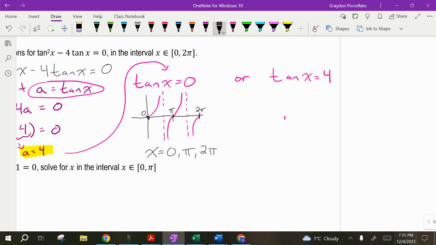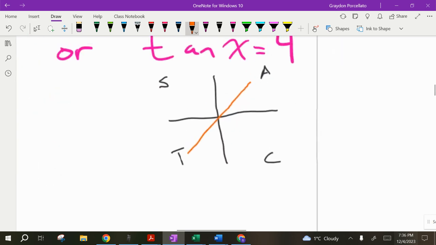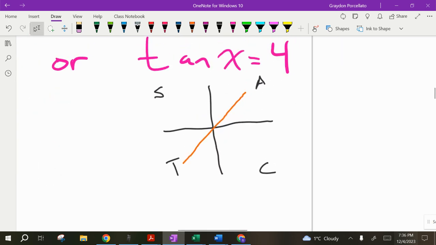Now I'm going to go over and solve my other one. The very first thing that I'm going to do here is I'm going to say, well, tan of x is positive here. So where is tan x positive? Using our CAST, it's positive in the A and T quadrants. So I'm going to draw those. It's positive here, and it's positive here.